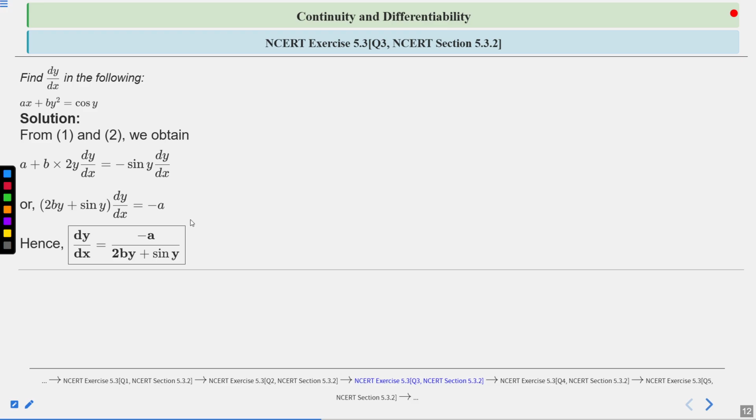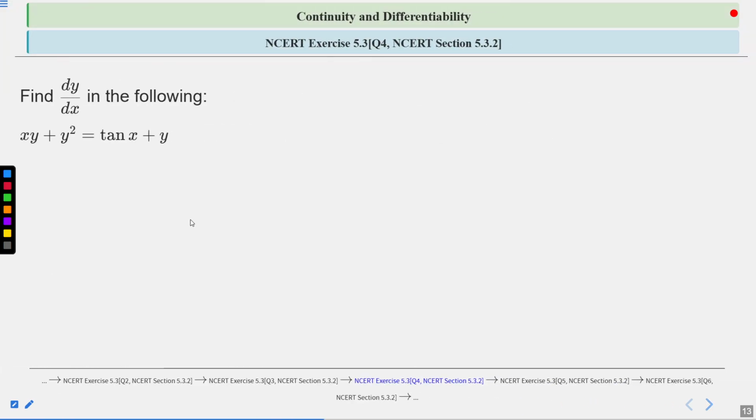Okay, let us move to the next question. Our next question is find dy by dx in the following, and the expression is given as xy plus y square is equal to tan x plus y, right? We have to find dy by dx. Again we will apply chain rule in the given question. By chain rule and product rule we can easily find the value of dy by dx.